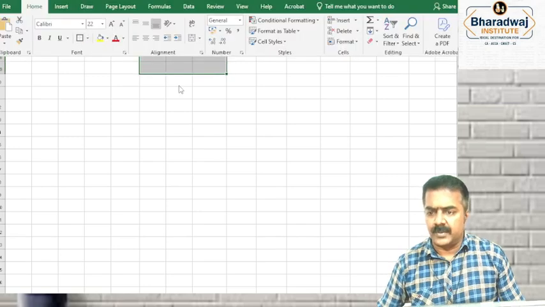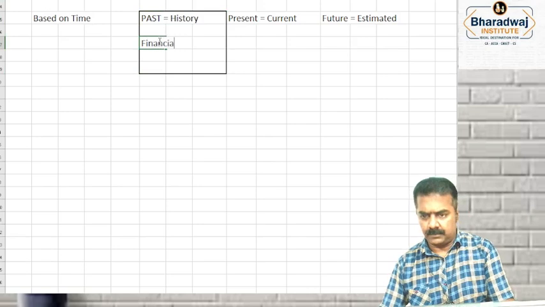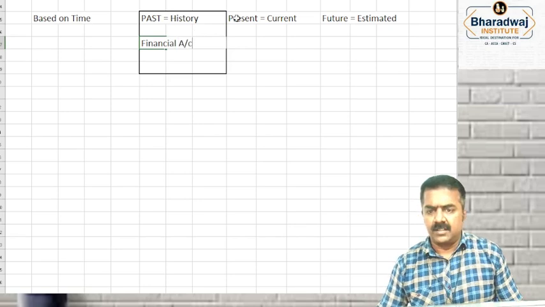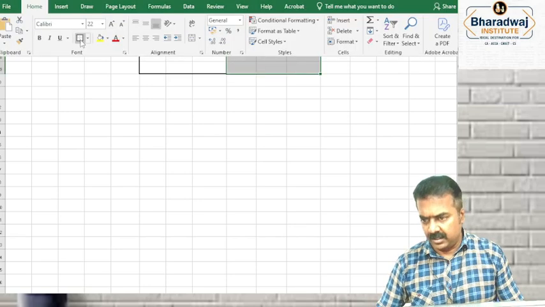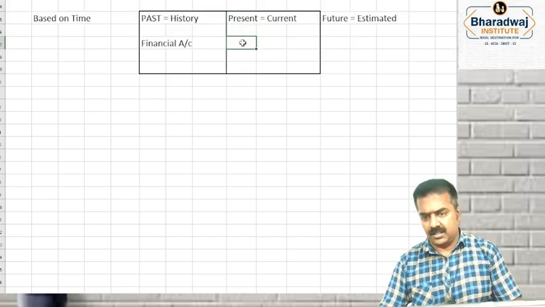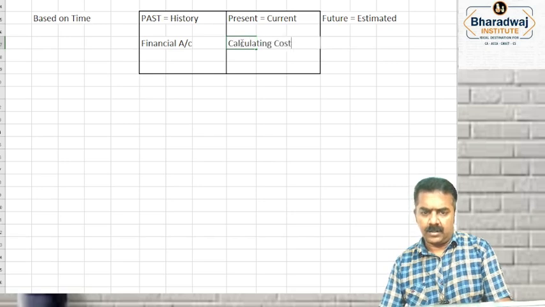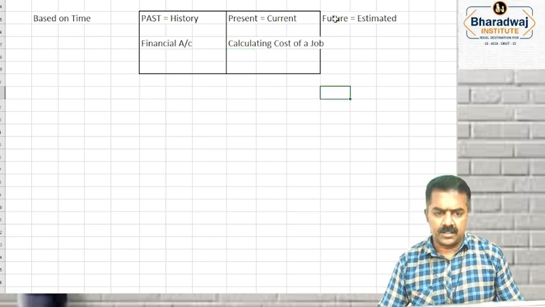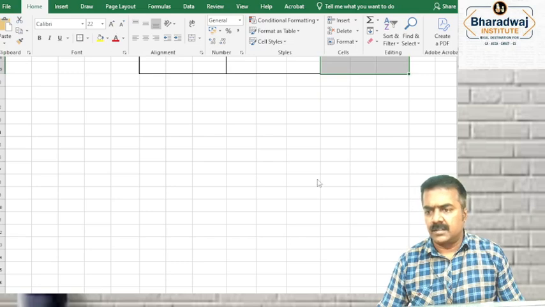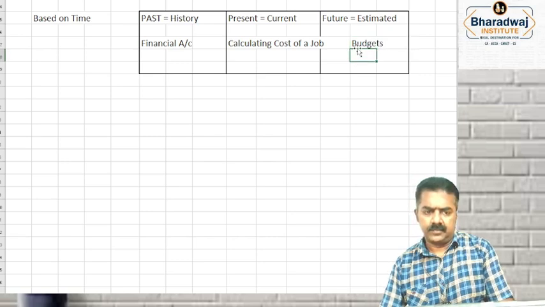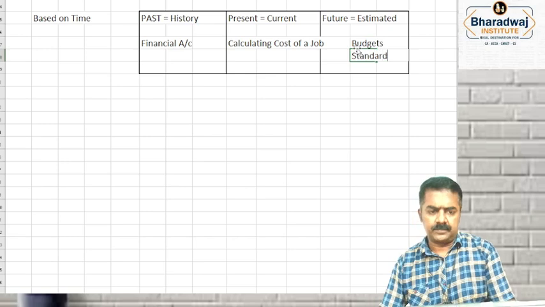Where is past cost required? In financial accounts. In financial accounts, the past historical cost is recorded. We have learned concepts of accounting. Accounts record which one? Historical cost. Present cost is relevant for calculating cost of a job or product. That is present cost. What is future cost? It is required for budgeting. It's required for fixing standards.